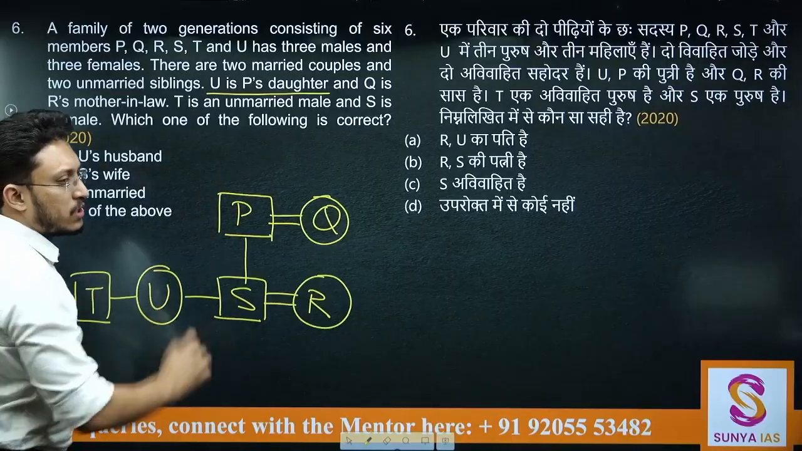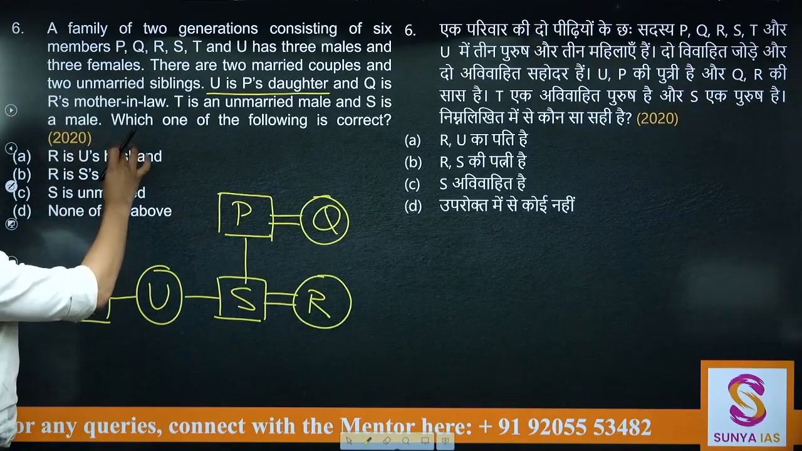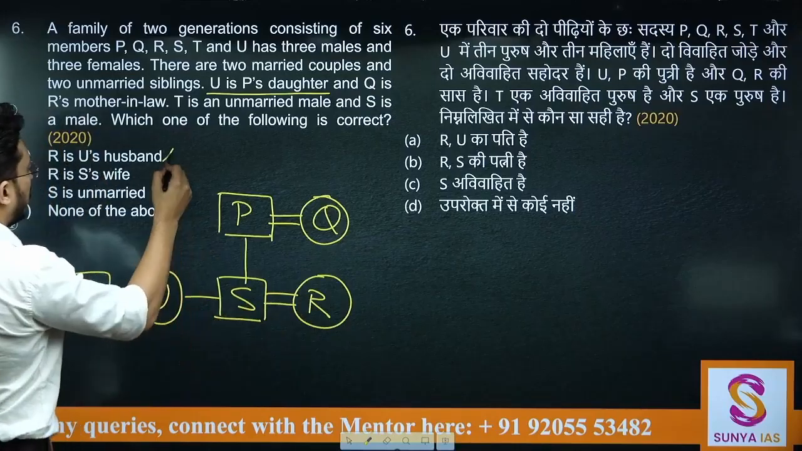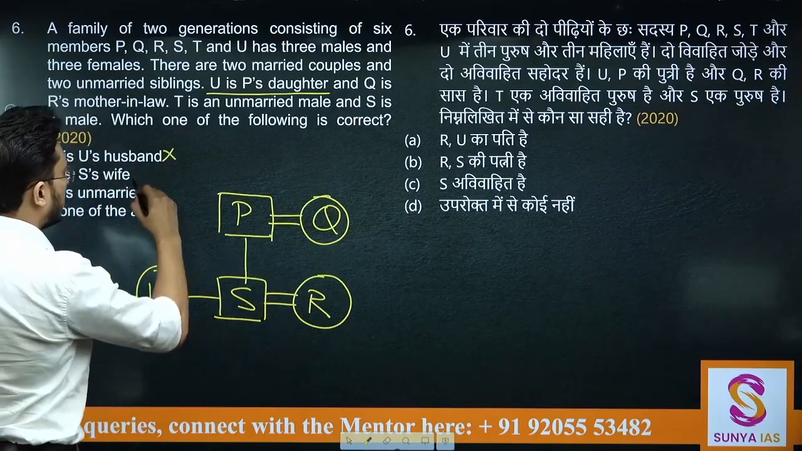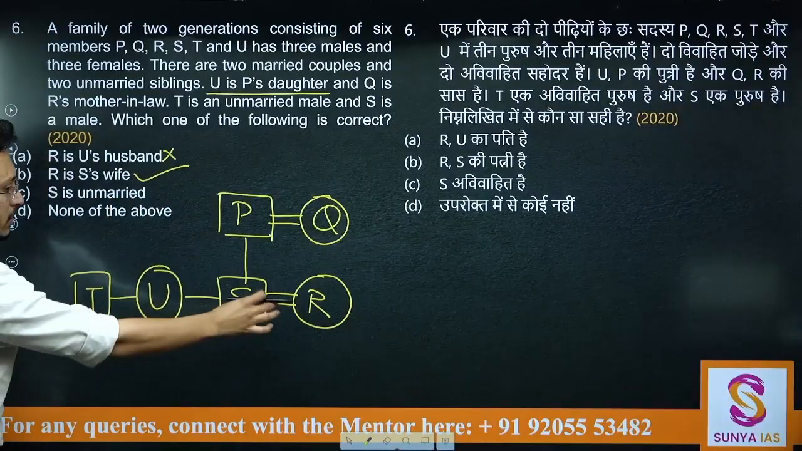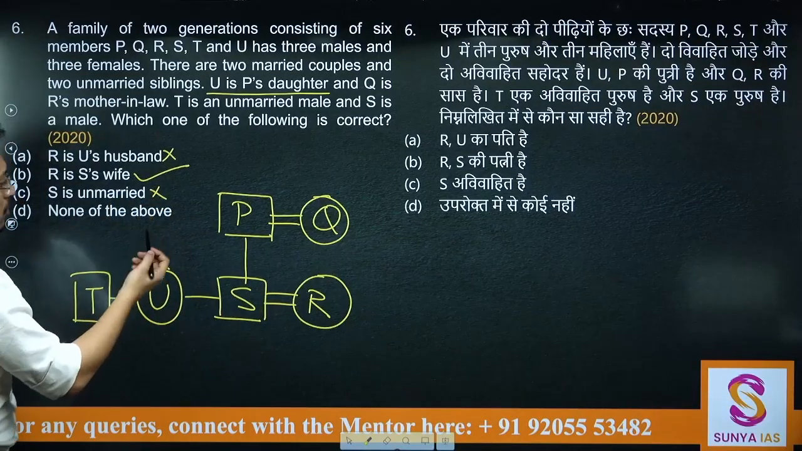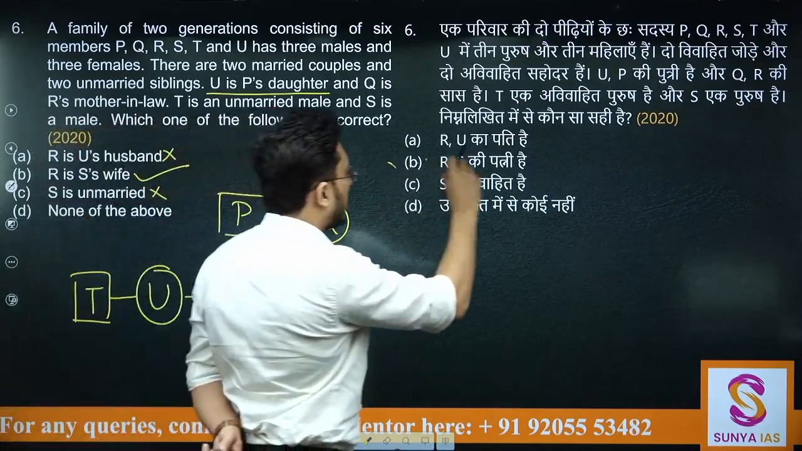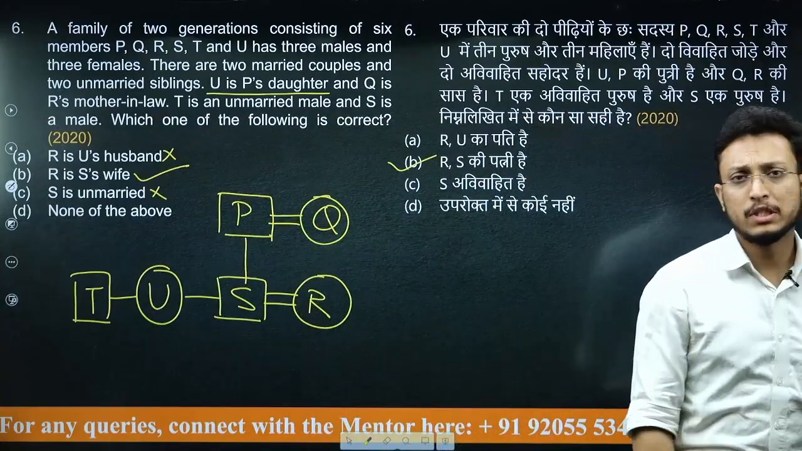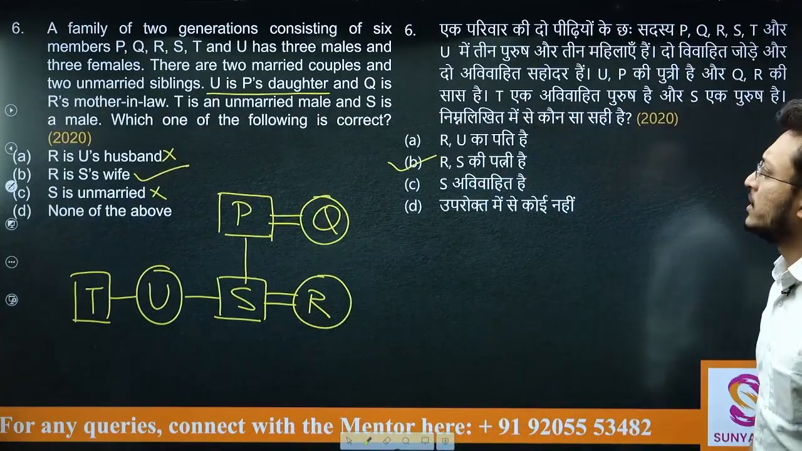Which of the following is correct out of this? R is U's husband? No. R is S's wife? Yes. S is unmarried? No. S is married to R? None of the above. So your answer is B here, that R is the wife of S. Done. Let's see the next question.